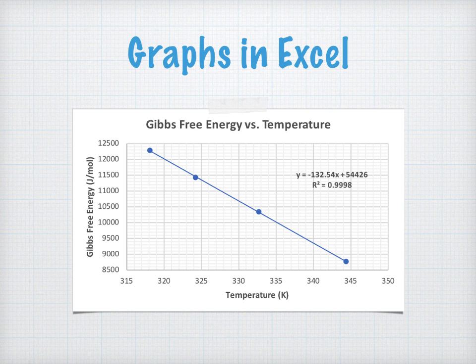Graphing in Excel also gives you some other important statistical information about your graph that might help you in evaluating your experiment. For example, you'll see that on this graph of Gibbs free energy versus temperature, we also calculate what's called the R-squared value, or correlation coefficient. This value is usually between 0 and 1 and allows you to determine how well your data fits with your best fit line. A correlation coefficient that's closest to 1 means that the best fit line provides a very good fit for your data.